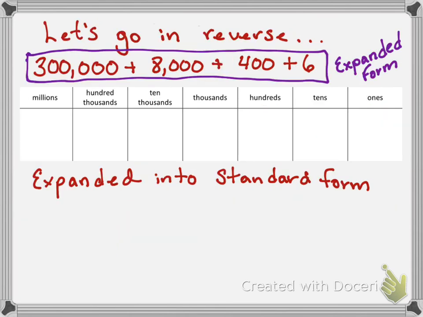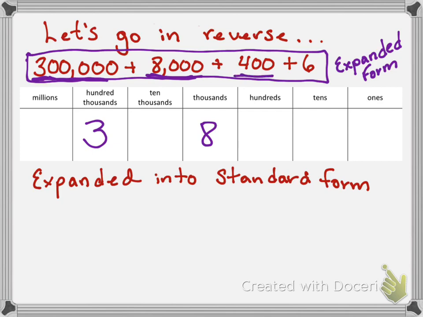All right, let's go in reverse now and take expanded form into standard form. So here we have an expanded form, 300,000 plus 8,000 plus 400 plus 6. And let's use our place value chart to place those numbers in. So here is 300,000, and we have 3 copies of the 100,000s. Then here's plus 8,000. Well, there is no 10,000s, but we have an 8 for the 1,000. So we have 8 copies of 1,000.